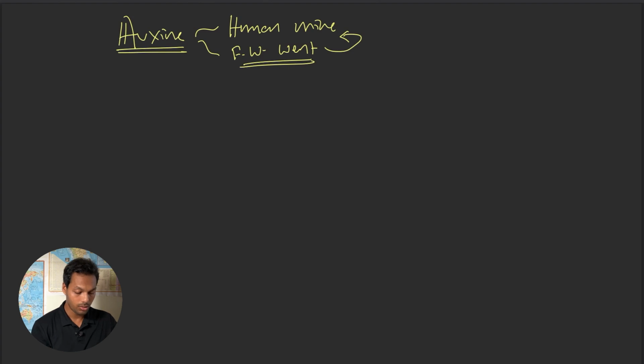Then from which chemical is it synthesized? What is the precursor of auxin? That is tryptophan.